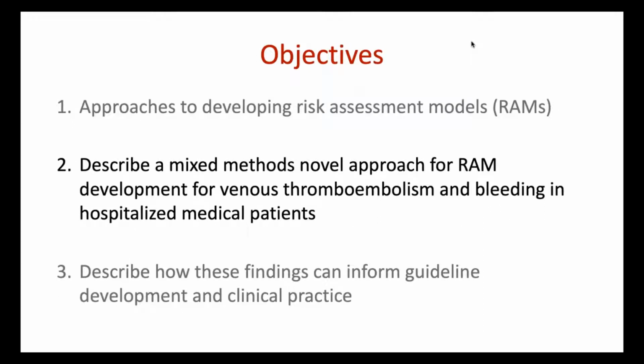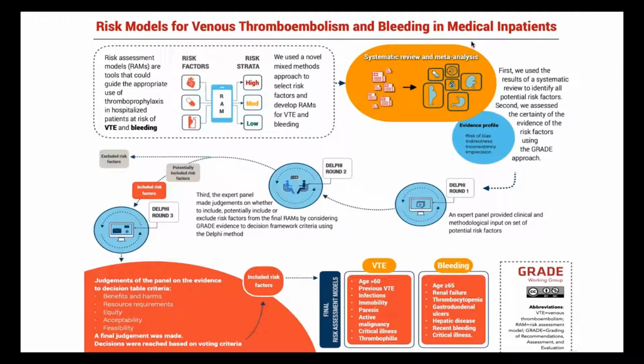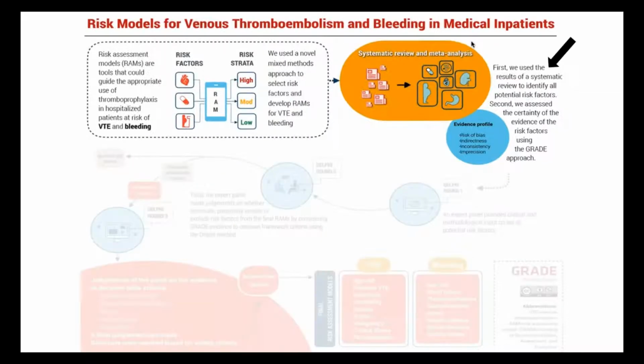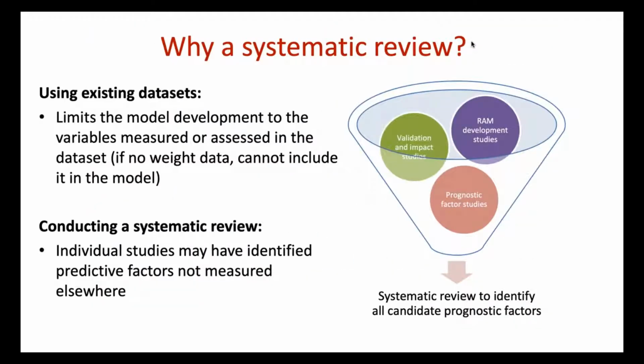Considering these factors, we used a mixed methods novel approach to develop risk assessment models for VTE and bleeding in hospitalized medical patients. The process was conducted over several steps, as you can see here. As a first step, we conducted a systematic review to identify all potential prognostic factors and assess their association with our outcomes of interest. Why a systematic review, you may ask?